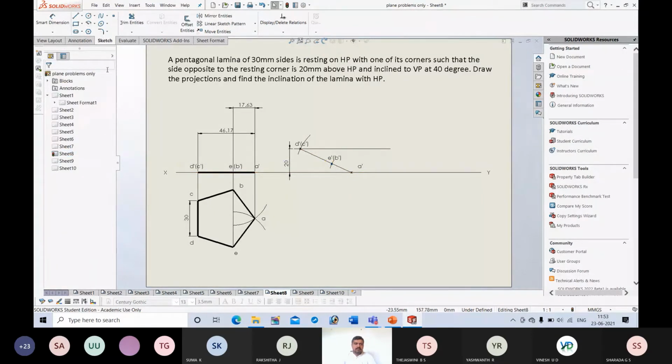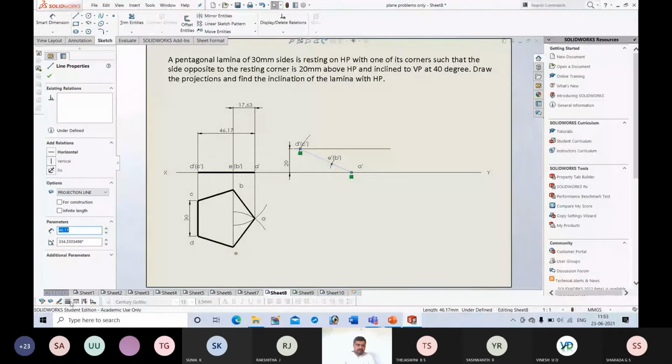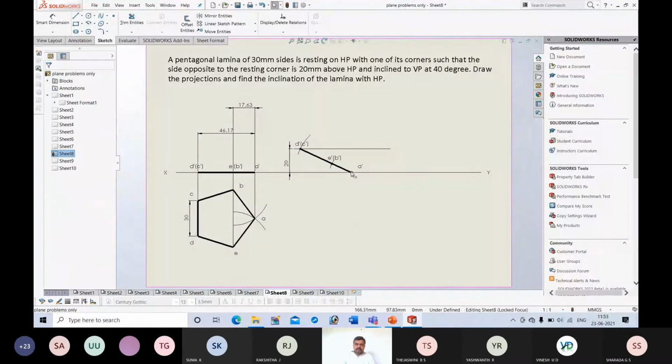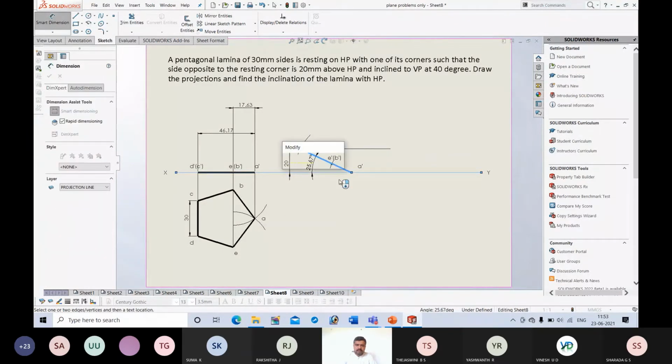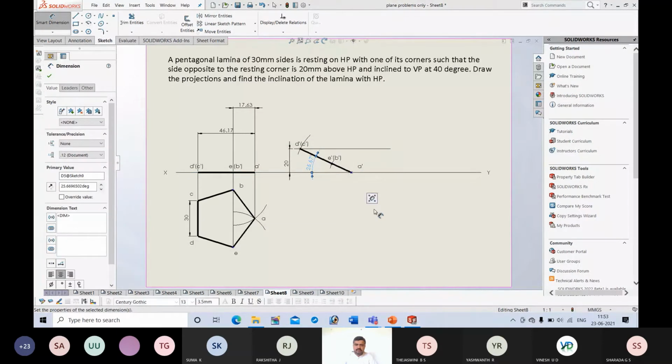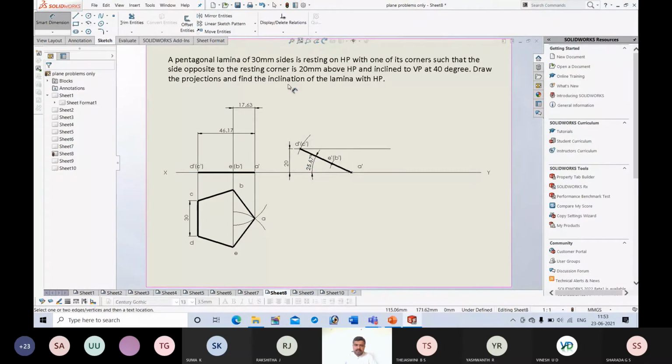Next, I will increase the thickness. After this, you should project points from this front view and top view, and you should get the next view. That is the same as the previous problem. Then measure the angle, 25.67 degree. In the question, they ask you to find the inclination of the lamina with HP. So that is 25.67 degree, around 26 degree. Next, project the points and get the second top view like this.